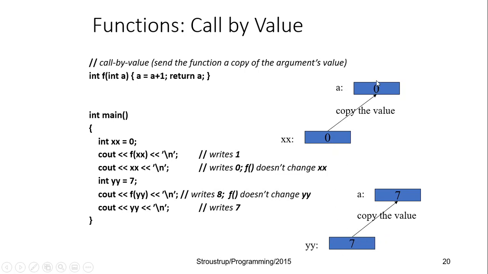If the function decides to modify a, it will not affect the value of xx, okay? Because it does not have access to the variable xx. It only has access to the variable a, which stores a copy of the variable xx. This is called by value. This is the default mechanism of passing values to a function.